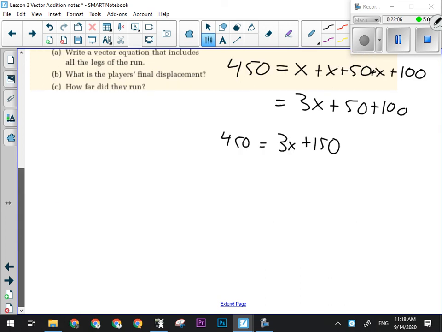So I'm going to subtract my 150. I got 300 here equals 3x. Well, that's pretty straightforward. How long was the first one? 100. Okay. The first part of the trip was 100 kilometers. Okay. Then 150. And then 200. Adds up to 450.